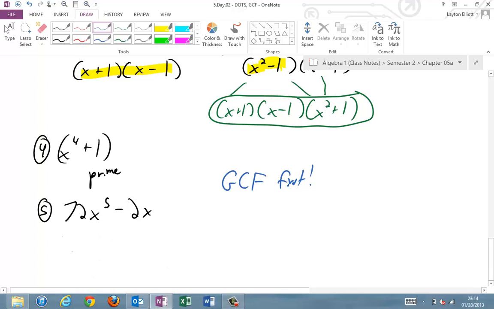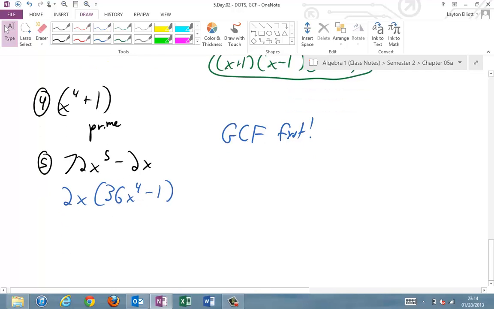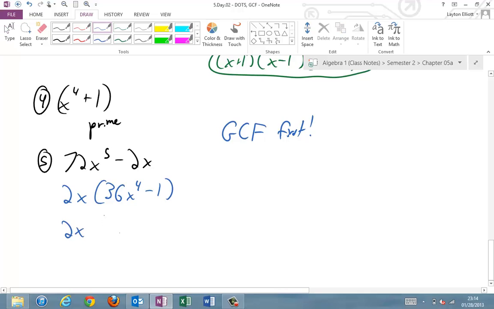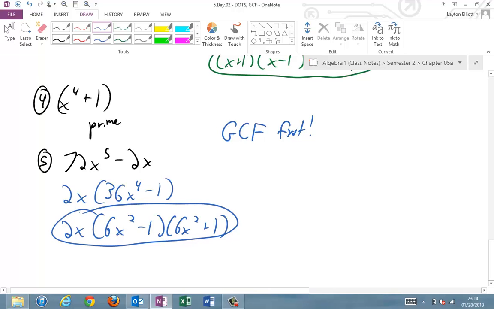I have a 2 and an x. If I take out a 2 and an x, I get 36x to the fourth, then minus 1. Oh, sorry, not 35. 36 is a perfect square. So I get 6x to the second minus 1 and 6x to the second plus 1. And I have this whole thing as my factored form.